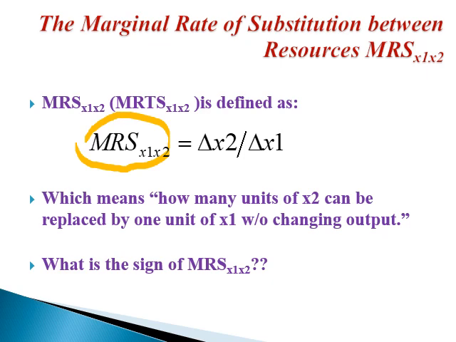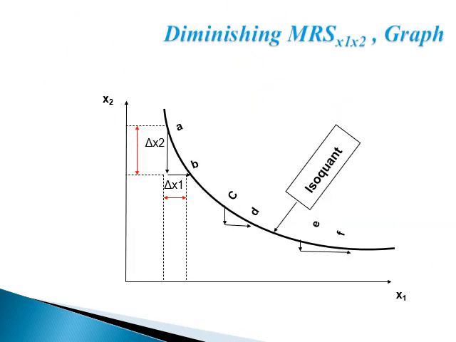Okay, and the sign must be negative because along the isoquant, as long as you are talking about one isoquant, the level of output is constant. In order for you to achieve the same level of output, in order for you to increase X1, X2 must go down by some units. Okay? And this is exactly what tells you that it is diminishing.